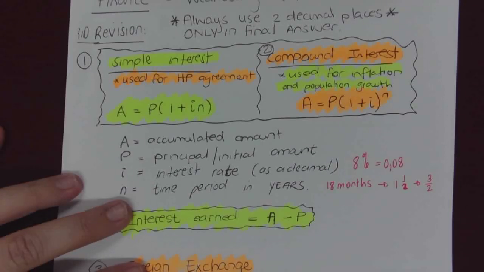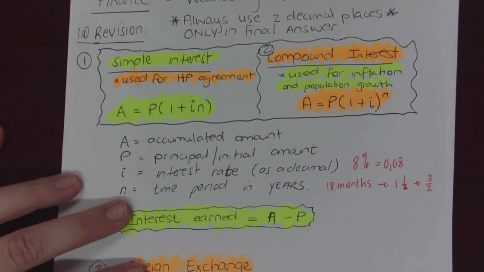N represents your time period in years. So if I think I'm going to catch you out, I'm going to give you 18 months. 18 months must be converted to years. Now 18 months is a year and a half, but it's easier to use as a mixed fraction, so 3/2.